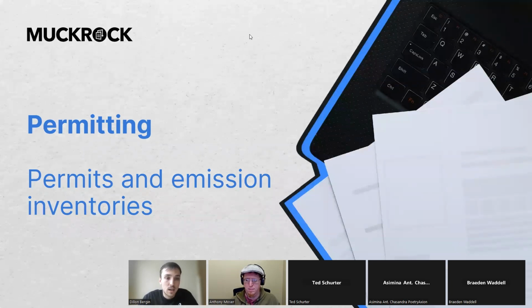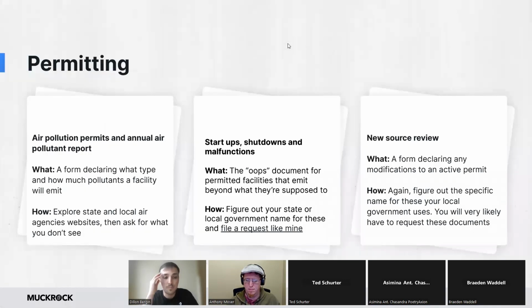So the next bucket here is permitting, permits, and emission inventories. The first type of document that's interesting here is just the air pollution permit. And then what comes out of that is often an annual air pollutant report. It's a form basically just declaring what type and how much pollutants a facility will emit. Again, this is dependent on where you are, but in some areas, any facility emitting air pollution will have to define what equipment, what pollutants, and how much of those pollutants they will be emitting.